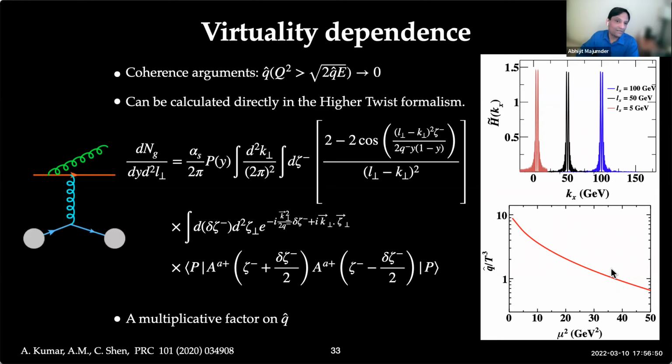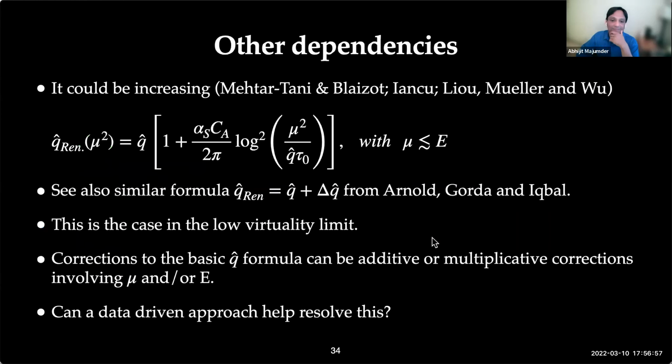And so this really leads to an effective reduction in Q hat. So there's a multiplicative factor that goes on top of Q hat. There could be other dependencies as well, because you now open up the phase space. I'm going to skip this slide and go straight to that.